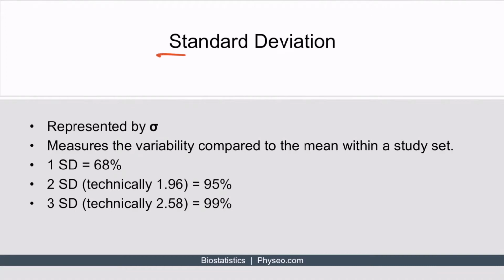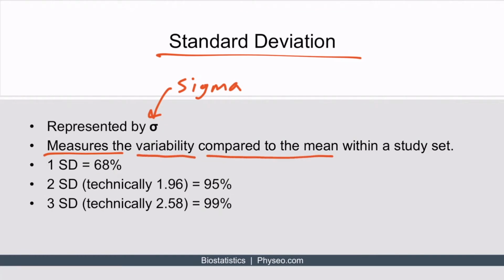Now let's talk about standard deviations. The math for standard deviations is ridiculous, and thankfully, you don't need to know it for step 1, or even to be an excellent physician. Just know that this symbol, sigma, represents standard deviation. Now the standard deviation is valuable because it measures and tells us the variability of data compared to the mean within a study set. This will make more sense in a moment.